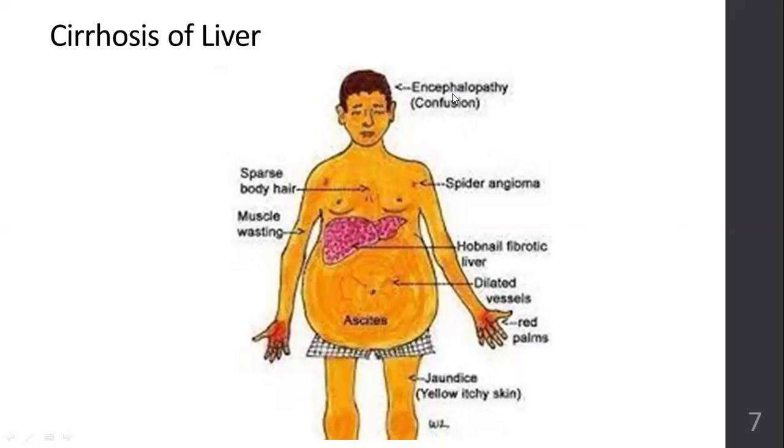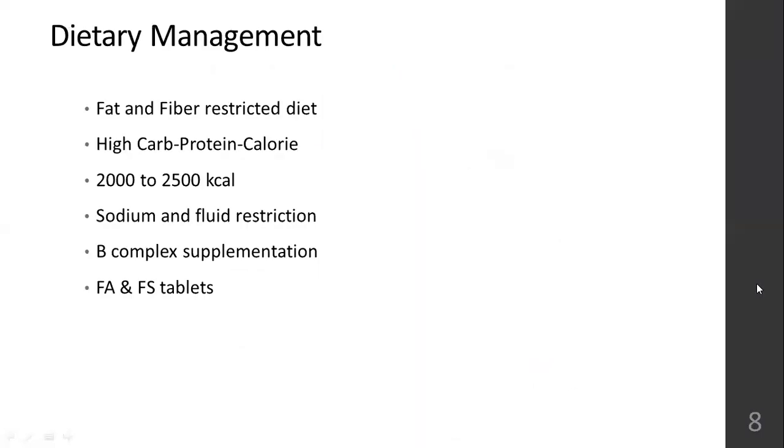The blood vessels are also dilated if you see on the stomach, because the skin is stretching. You will see the dilated blood vessels. Palms are red. The entire body has the yellow tint of jaundice. So these are the signs and symptoms of cirrhosis of liver.